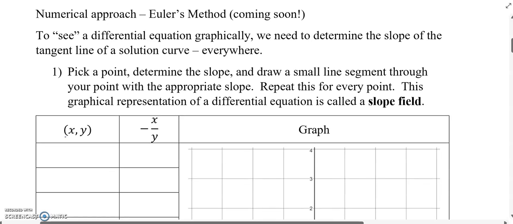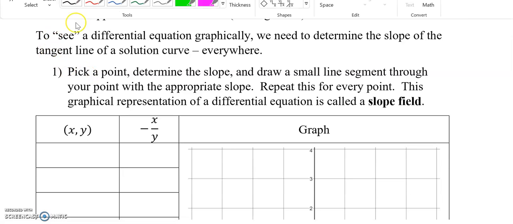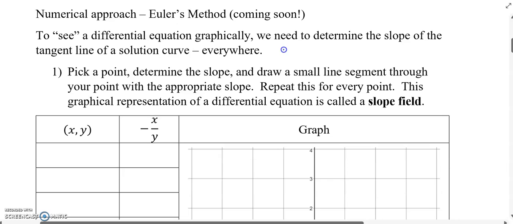So I'm going to return to our differential equation that we saw in the analytic approach, the one that we spent some time on. It was dy/dx equals negative x over y. We already solved that one analytically. Now I'm going to try to graph this differential equation. So the question is, which points do I pick? Well, I pick all of them. So maybe I'll start with the point (0, 1). x equals 0, y equals 1.